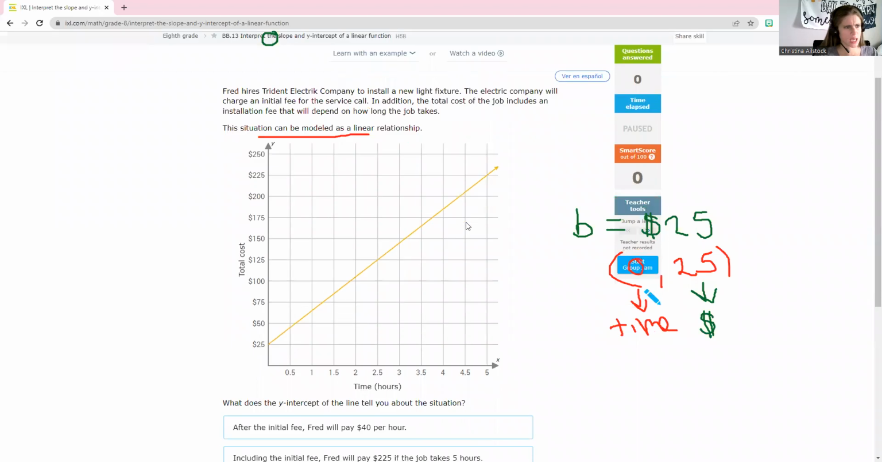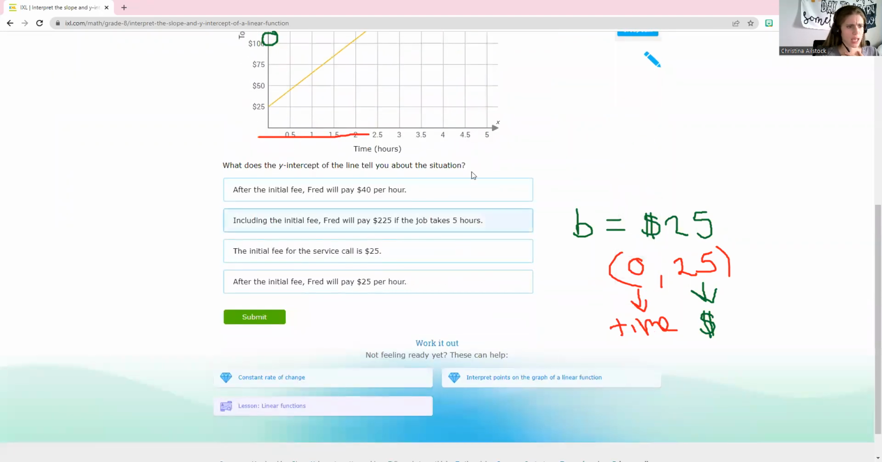So now that we know that, let's read our answer choices here and see if any of them match with what we just discussed. So after the initial fee, Fred will pay $40 an hour. Well, that's nothing at all like what we discussed. Including the initial fee, Fred will pay $225 if the job takes 5 hours. That could be true. I don't really know, but it's not what we're being asked to find. We're specifically being asked to find what the y-intercept tells us. So that's not our answer.